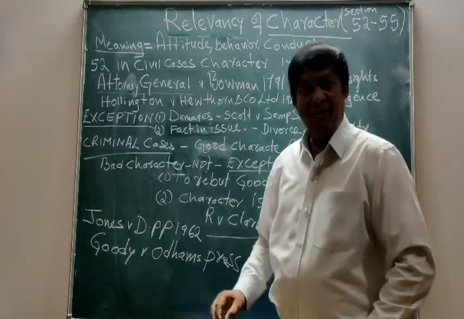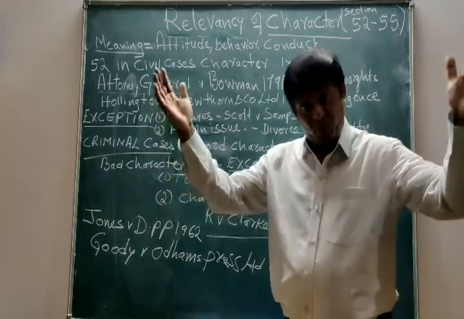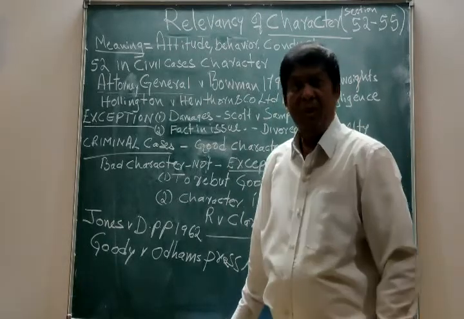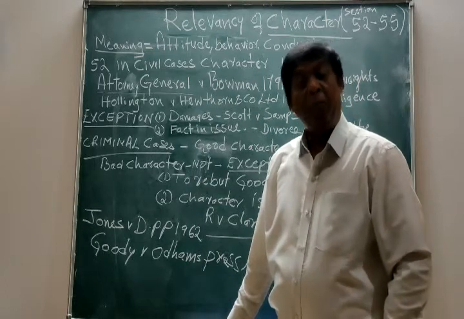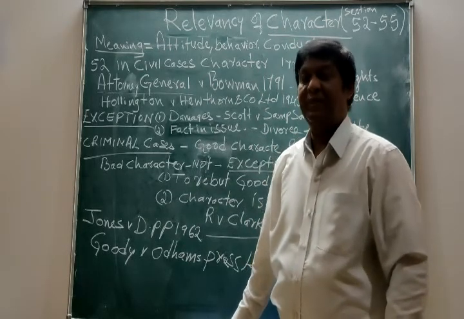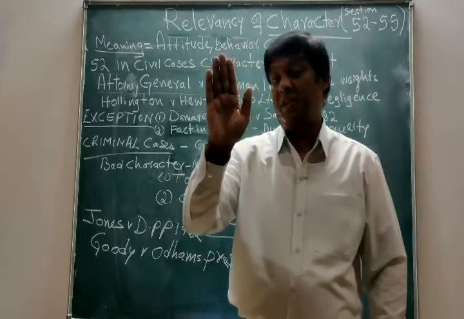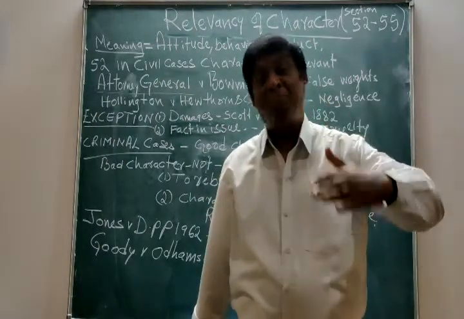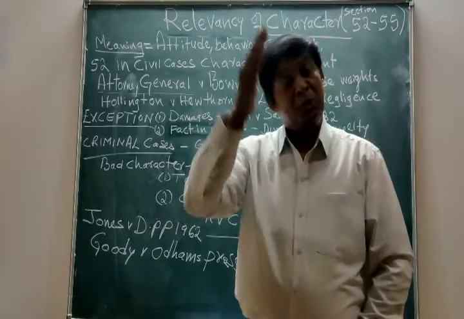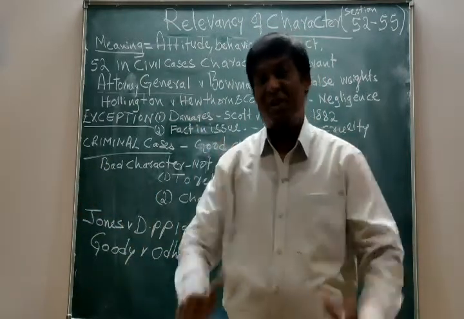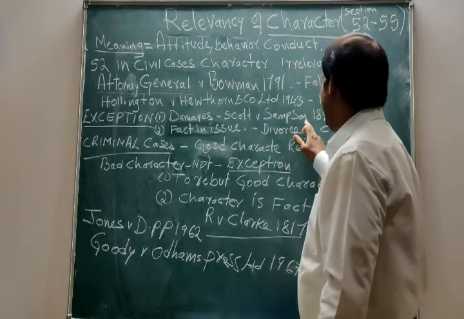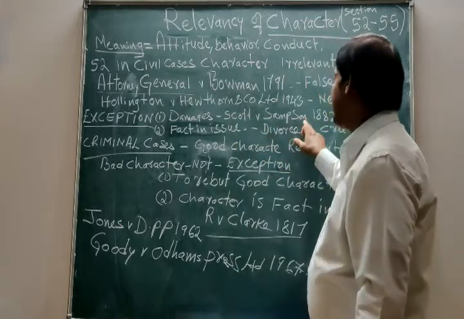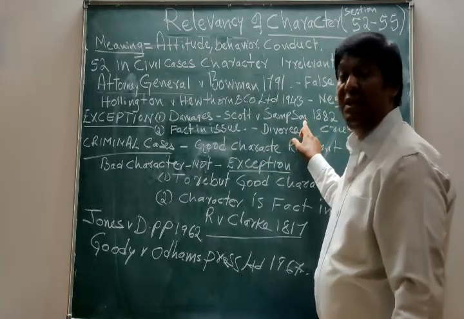So whenever there is a question to decide about the amount of money compensation, then the proof of character plays an important role. The proof of good character may increase the amount of compensation, and the proof of bad character will considerably reduce the amount of compensation. Here is a case, Scott versus Sampson, 1882.